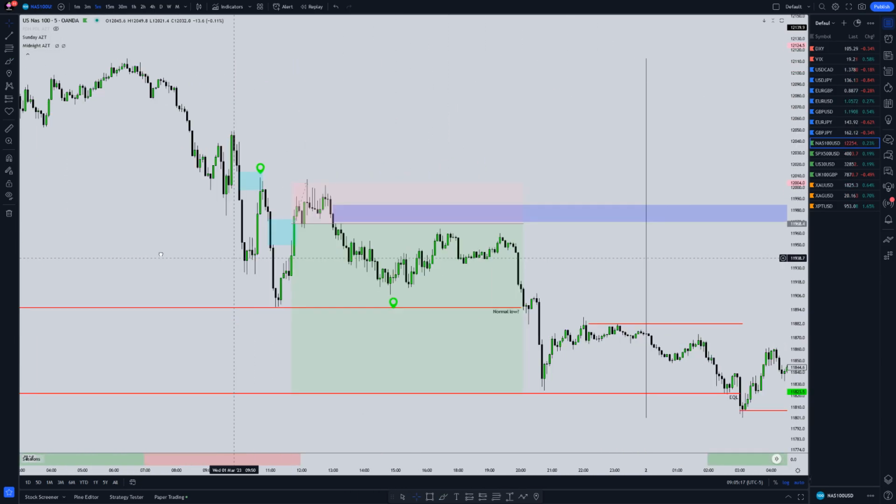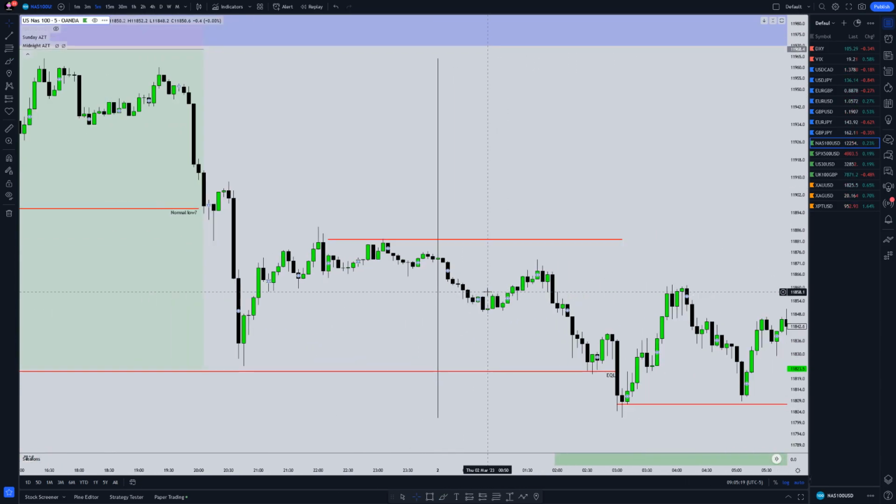So what I would do is I'd wait for London session manipulation. This looks like a logical area it could manipulate to. Maybe a market structure shift, and then enter on that gap, and then still use that target.